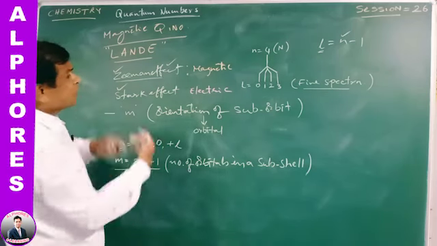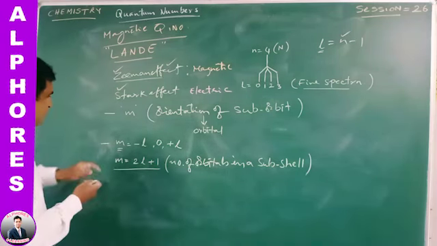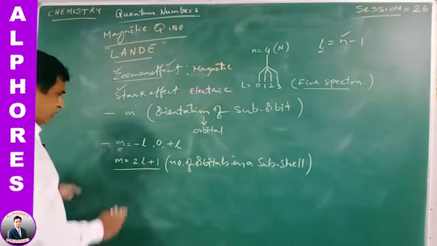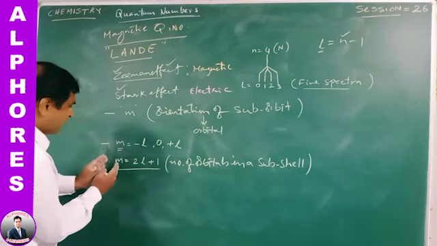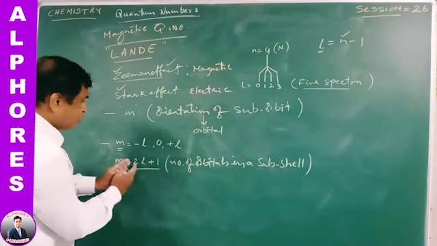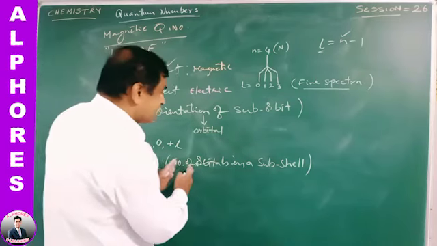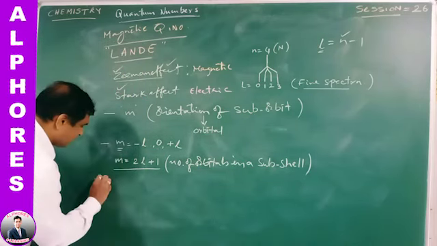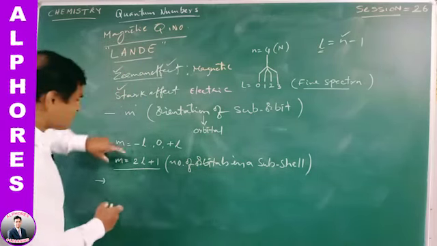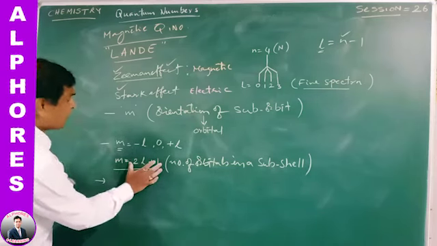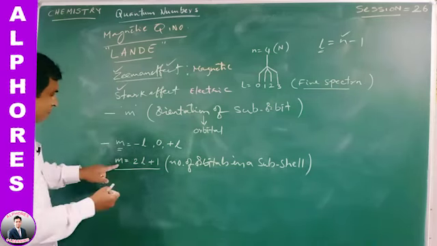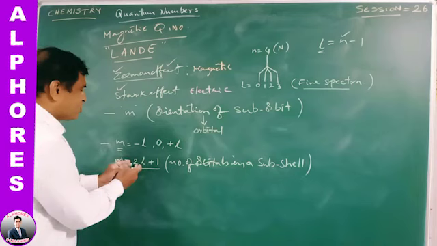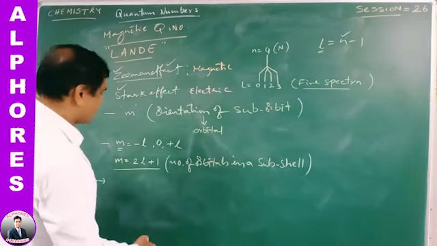We can work through this with examples. The m values range from minus L to plus L including 0, and the total number of orientation values is 2L plus 1, which represents the number of orbitals in a subshell. Is it clear? Next, coming to the last point. Remember, m gives the orientation values of a subshell. In a subshell, how many orbitals are possible? 2L plus 1 values are possible.